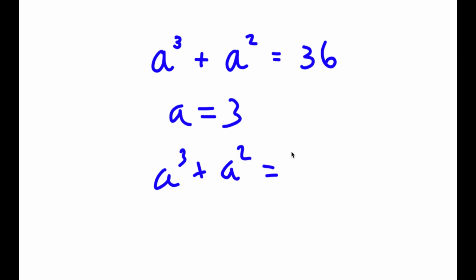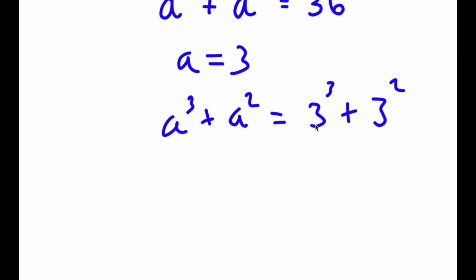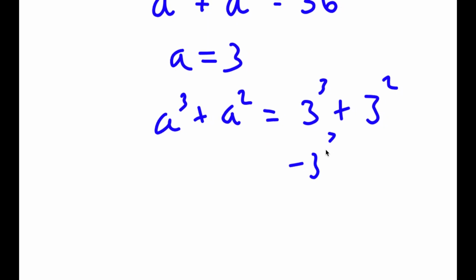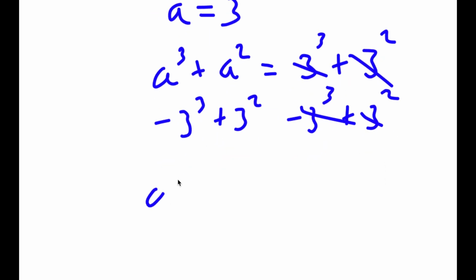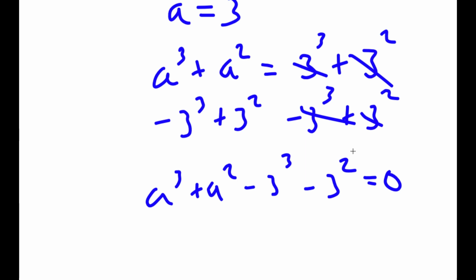So we can use this by making a to the power of 3 plus a squared equal 3 to the power of 3 plus 3 squared, because we know that a equals 3. So I'm just plugging in 3 and making them equal to each other. So now I'm going to subtract 3 to the power of 3 plus 3 squared on both sides. So these two cancel out. And I get a to the power of 3 plus a squared minus 3 to the power of 3 minus 3 squared, sorry, is equal to 0.